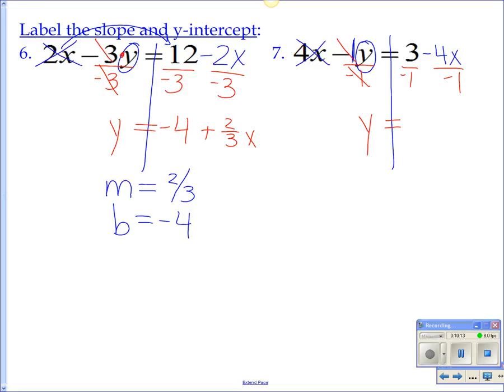what's 3 divided by -1? Good. -4 divided by -1. Good. And don't forget to drop down your x.